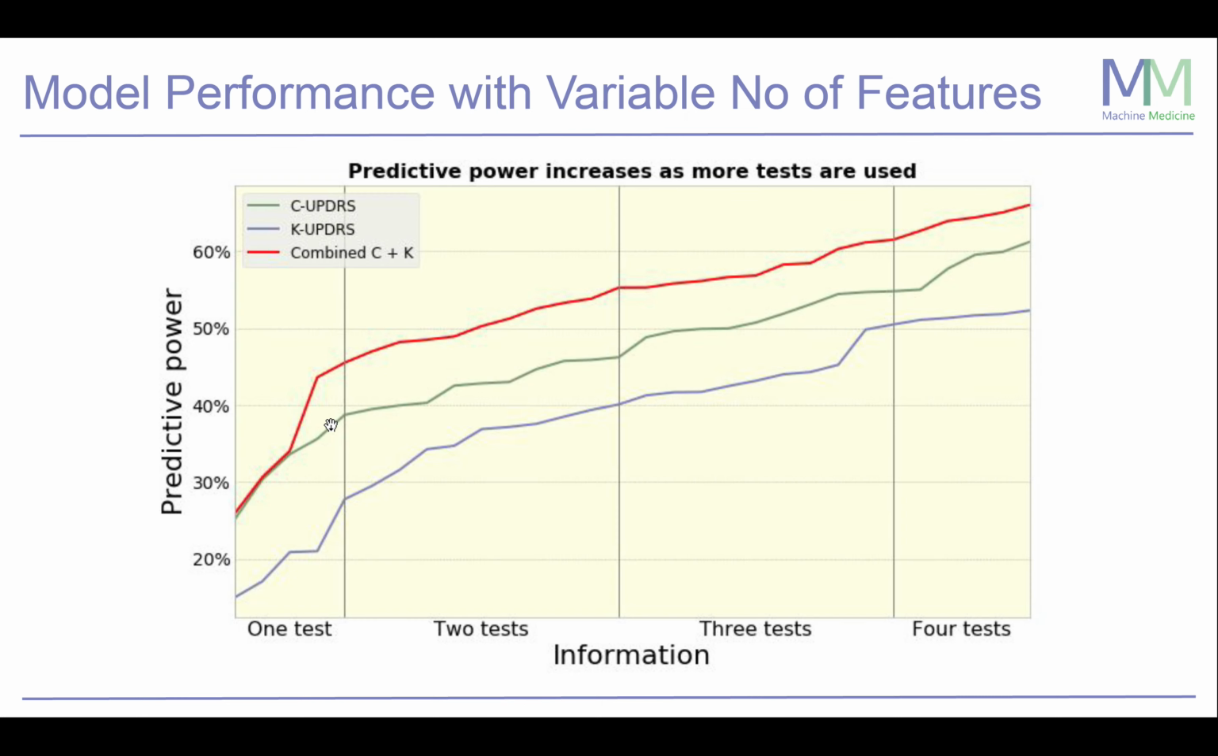This slide just basically makes the point that it doesn't really matter how we slice and dice this. This phenomenon is always seen to be the case. So if we only include one test, then we get a fairly low predictive power. But as we increase the number of items that we use in solving the regression problem, we get better and better performance. But the important point to appreciate is that in every case, the combined Kelvin plus clinician, the C plus K UPDRS, is superior to either test individually.